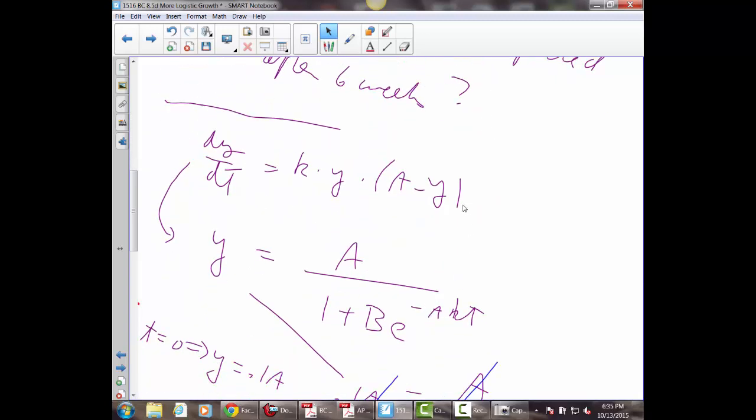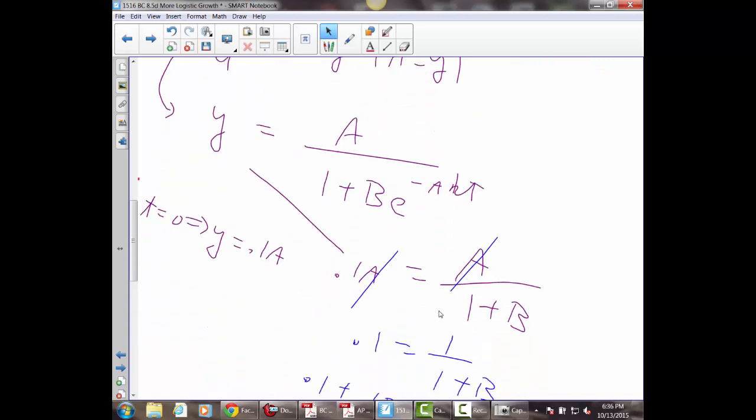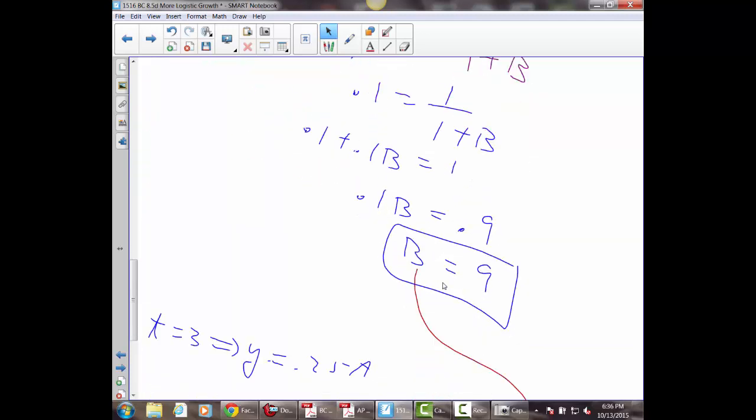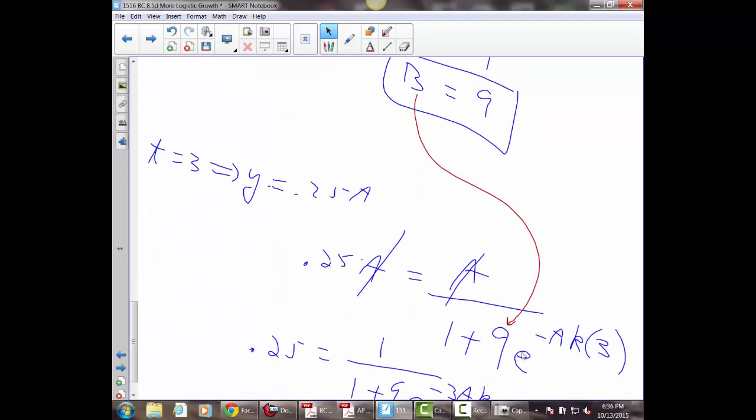So we know that our logistic growth differential equation becomes this equation right here. Initially, the number of people who had the virus was 10% of that population A. So I replace y by 10% of A equals A over 1 plus B. And again, when t equals 0, the whole exponent is 0, e to the 0 is 1. Divide both sides by A, solve for B. So I can now rewrite this B as 9.